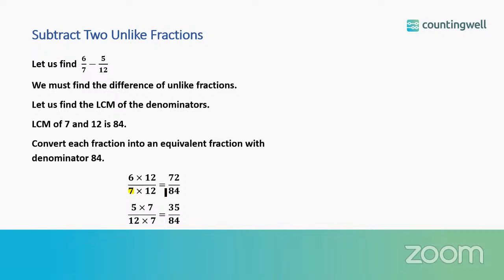So 7 should be multiplied by 12 to get 84 here, so we multiply the numerator also by 12. 12 should be multiplied by 7 to get 84, so 7 should be multiplied in the numerator as well. So we have 72 by 84 and 35 by 84.